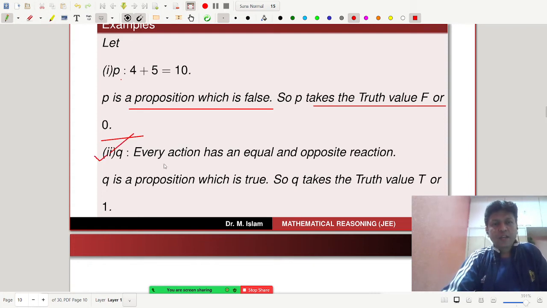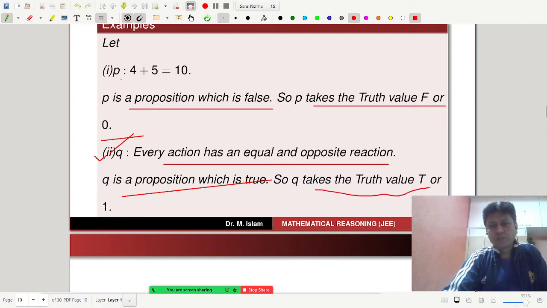Next, number 2, every action has an equal and opposite reaction. You know that this is Newton's third law. So this is true, and Q is a proposition which is true. So Q takes the truth value T or 1.